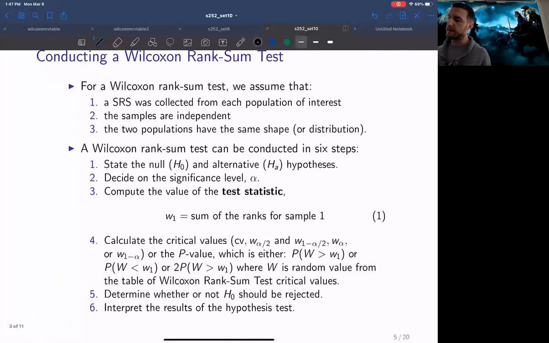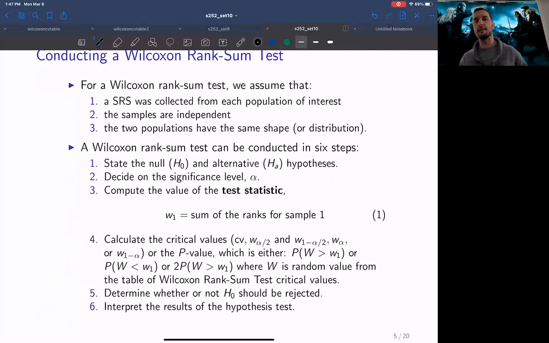The rank sum test is going to act just like any other test that we have seen so far. The assumptions for the test are that we have an SRS, that the samples are independent, and that the two populations have similar shapes. They don't have to be normal bell curves, but they should be similar enough. The reason is that the differences between two similar shapes will be approximately symmetrical.